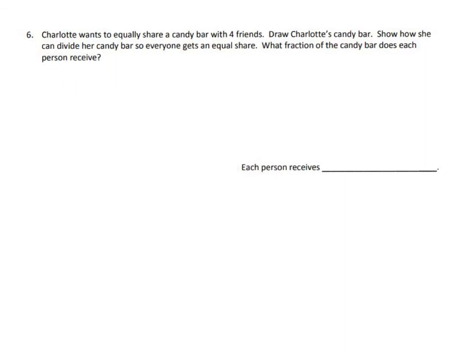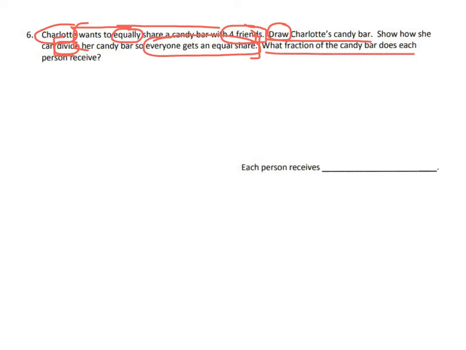So let's go ahead and annotate the important parts here. Charlotte wants to equally share a candy bar with 4 friends. Charlotte and her 4 friends. So you need to think, how many people is that? Charlotte and her 4 friends. Draw Charlotte's candy bar. Show how she can divide her candy bar so everyone gets an equal share. Everyone gets an equal share. We need to divide it so everyone gets an equal share. What fraction of the candy bar does each person receive?